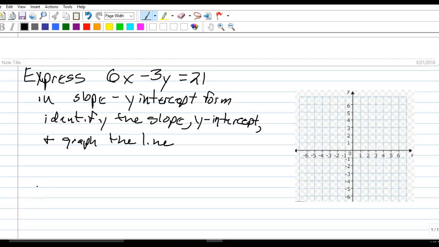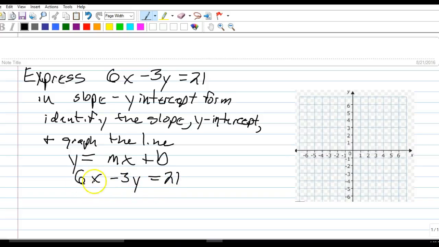Still working with the slope y-intercept form of the equation of a line. And this time we want to take 6x minus 3y equal to 21 and express it in this slope y-intercept form. So what we have to do is write this equation in the form y is equal to mx plus b. So that means that we have to solve for y. So we have 6x minus 3y equal to 21.